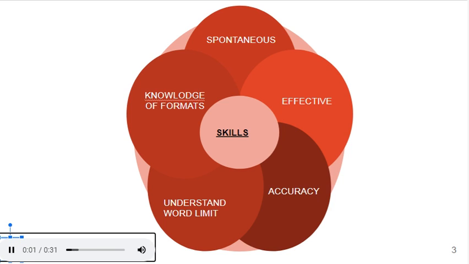Writing is an important tool. Being spontaneous, effective, and accurate are certain essential skills which a good writer requires. Keeping closely to word limits and knowing their formats are also essential. A good writer must know when to stop, and should also know what format he is writing for, whether he is writing an article or a report or a feature. He must know the format he is using.